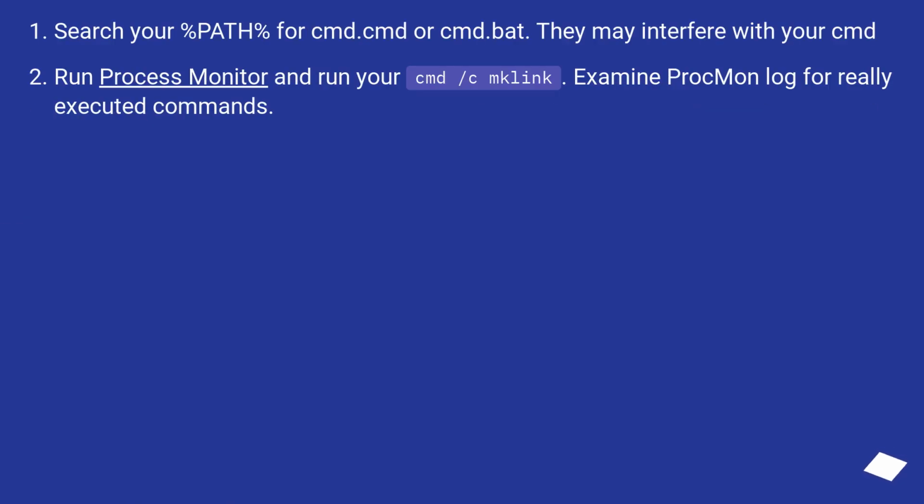Search your %PATH% for cmd.cmd or cmd.bat. They may interfere with your cmd. Run Process Monitor and run your cmd /c mklink. Examine the Procmon log for really executed commands.